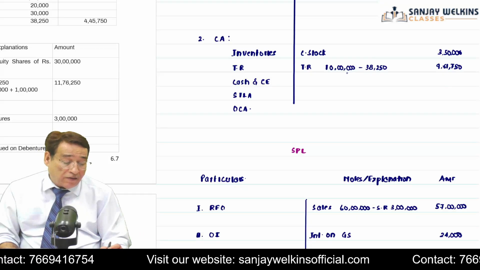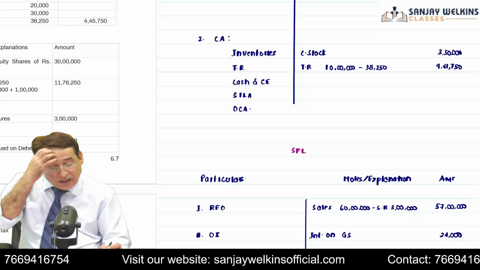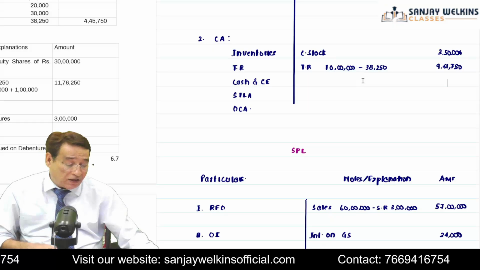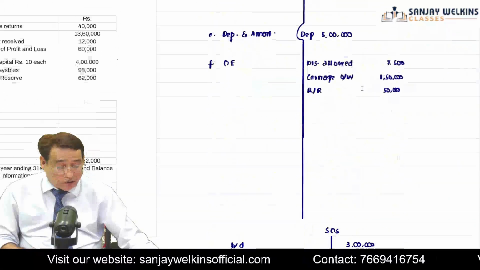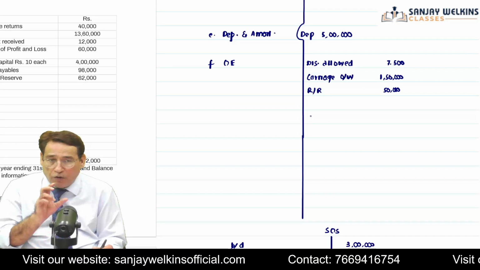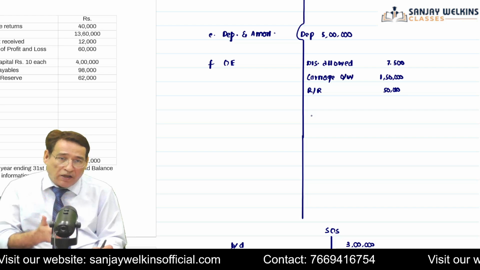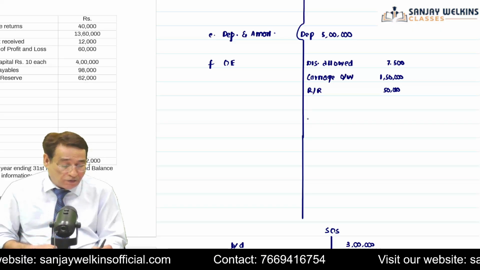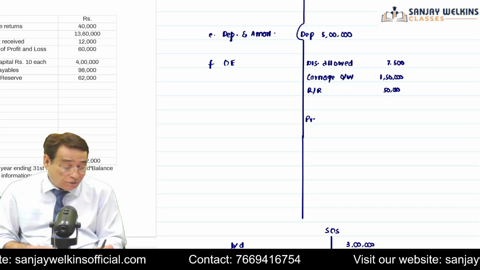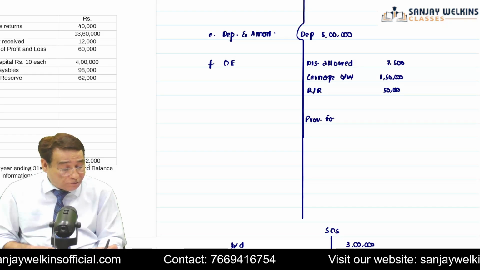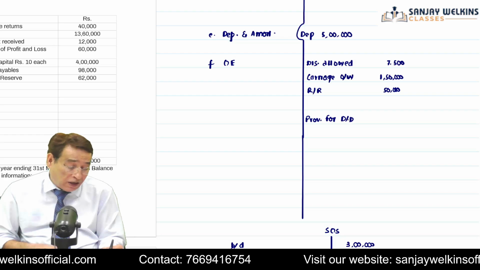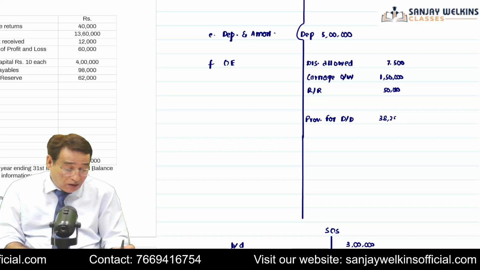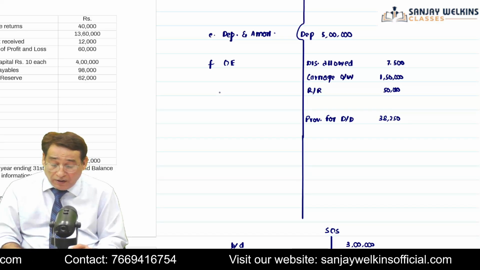Now the point is that debtors are given in the trial balance as 10 lakhs, so a trial balance item is posted only once. However, the provision which you have created is an adjustment. So any provision which we are supposed to create on account of adjustment against debtors will be written over here. So provision for doubtful debts, which in this case is 38,250.